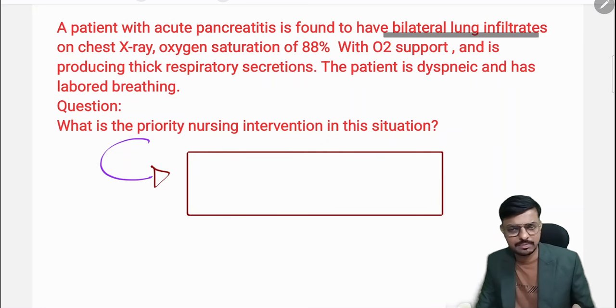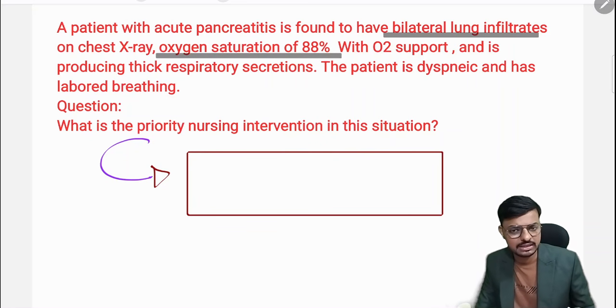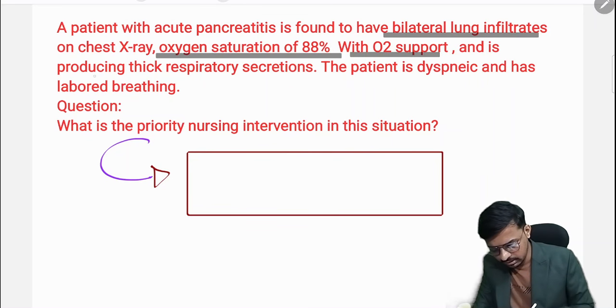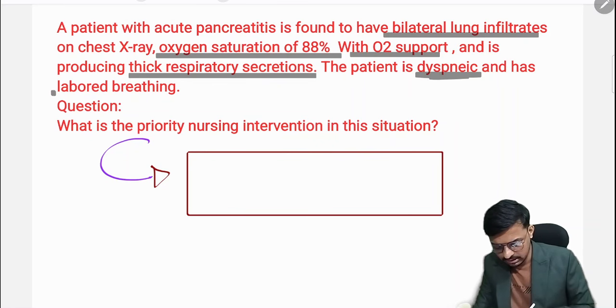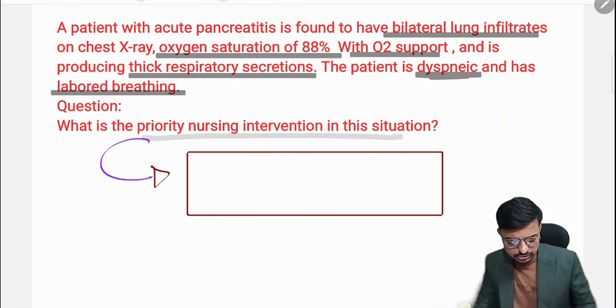Okay, so we are getting bilateral infiltration of the lung, and along with that, oxygen saturation is dropping to 88% with O2 support, right? And the patient is producing thick respiratory secretions. Also, the patient is dyspneic and has labored breathing. Okay, what is the priority in nursing interventions in this situation?